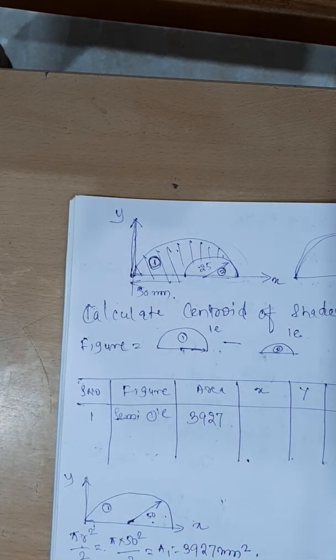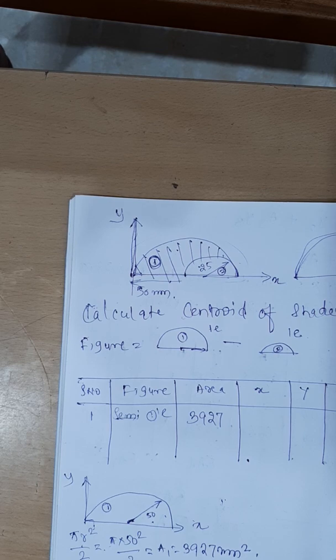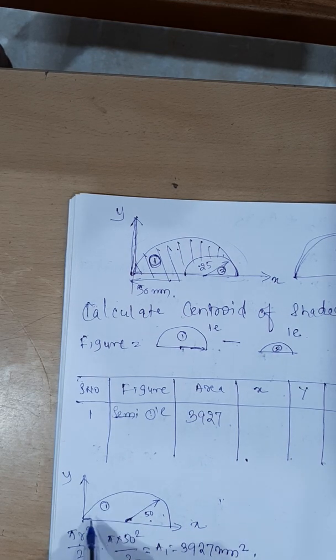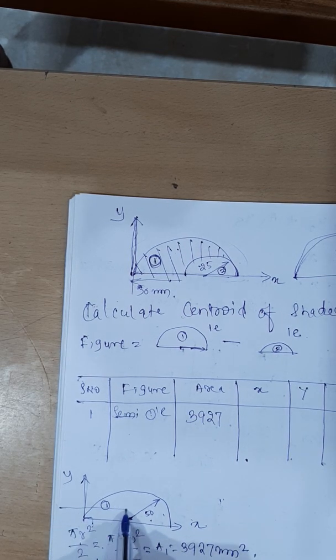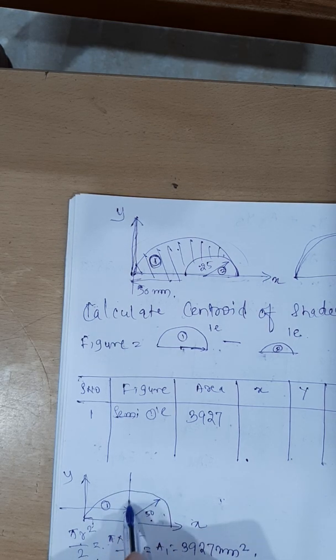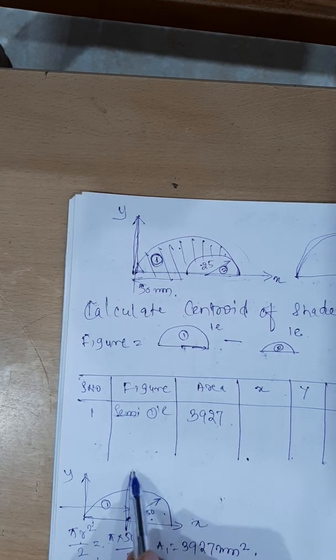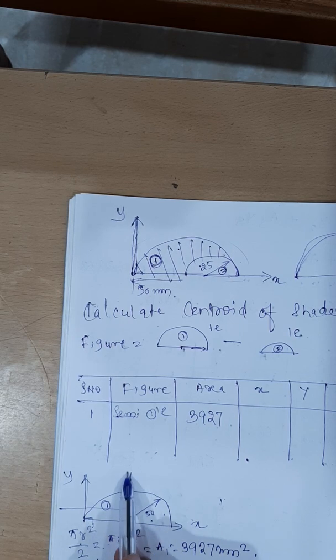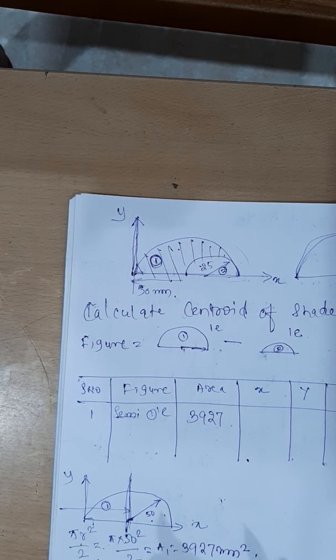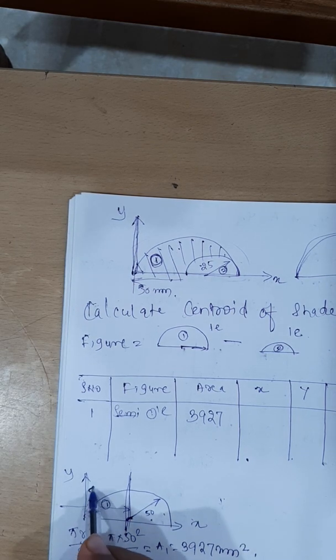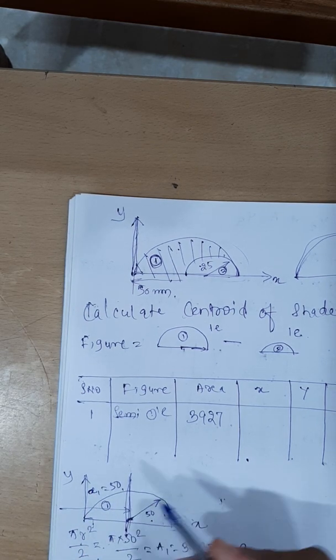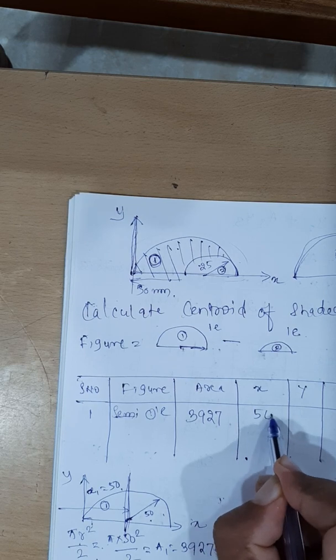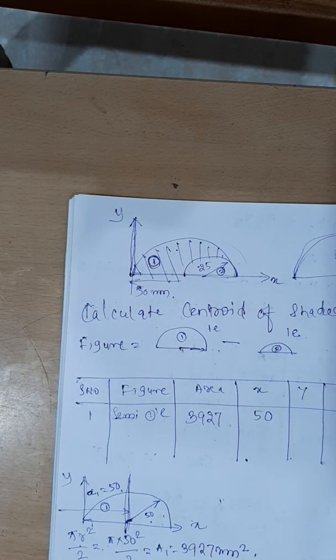Now the x value of the center of gravity. How are you measuring x? You are measuring it from the y line. Where is the center of gravity? As the figure is symmetric about this particular line, it is located on this line, at a distance equal to 50 mm. X1 will be equal to 50 mm. Put the value of x1 here as 50.